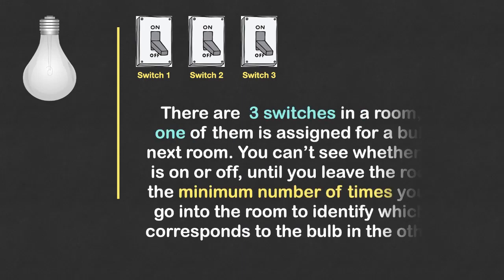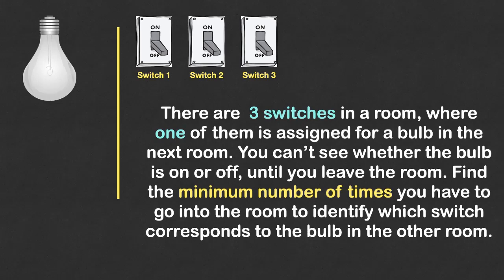You have 3 switches in a room. One of them is for a bulb in next room. You cannot see whether the bulb is on or off until you enter the room. What is the minimum number of times you need to go into the room to determine which switch corresponds to the bulb in next room?